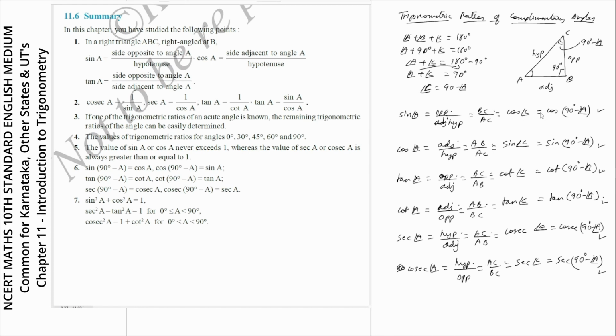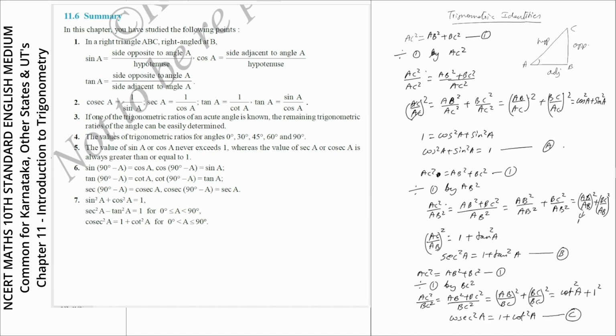So cos of angle C, now if I substitute angle C is equal to 90 minus A, I will get cos of 90 minus angle A. Similarly, cos of angle A is also equal to sin of angle C, which is equal to sin of 90 minus angle A. Similarly, tan of angle A is equal to cot of 90 minus angle A. Cot of angle A is tan of 90 minus angle A. Secant of angle A is cosecant of 90 minus angle A, and cosecant of angle A is secant of 90 minus angle A. The main observation you should make in case of complementary angles is: sin will change to cos, cos will change to sin, tan will change to cot, cot will change to tan, secant will change to cosecant, and cosecant will change to secant.